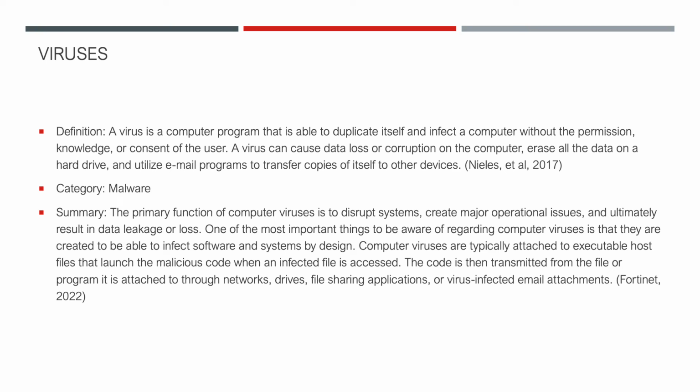The primary function of computer viruses is to disrupt systems, create major operational issues, and ultimately result in data leakage or loss. One of the most important things to remember regarding computer viruses is that they are created to infect software and systems by design. Computer viruses are typically attached to executable host files that launch the malicious code when an infected file is accessed. This code is then transmitted from the file or program it's attached to through networks, drives, file sharing applications, or virus-infected email attachments.